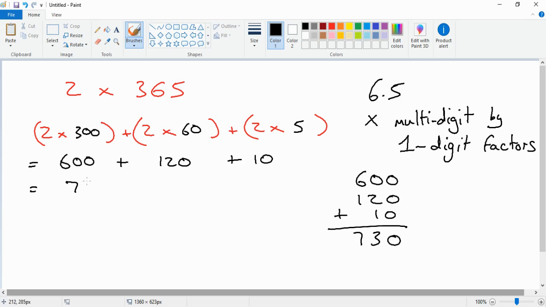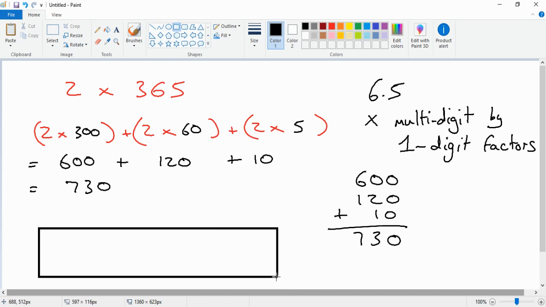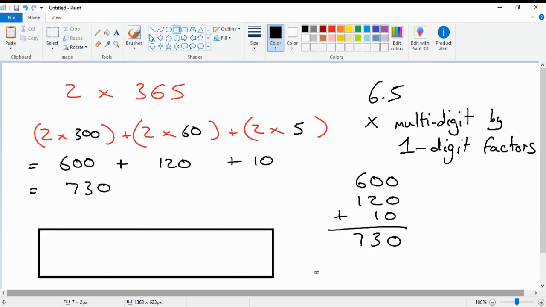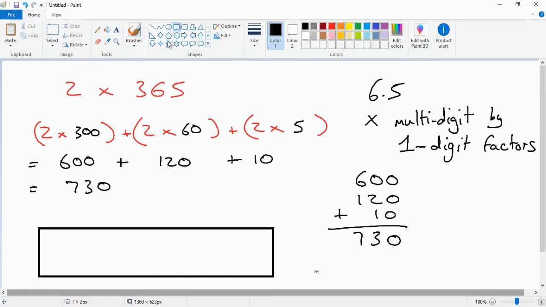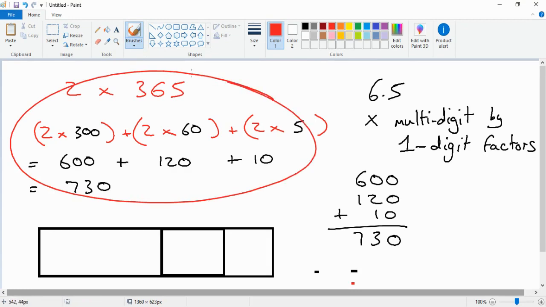at 730. Now, you might see this as a visual going back to something similar to lesson 6.4, where they broke up the 2-digit. Well, the 2-digit had 2 parts, and this is a 3-digit, so it's going to have 3 parts or 3 sections for this model or for this diagram, whereby we break up. It's just another way of showing what's been done here.